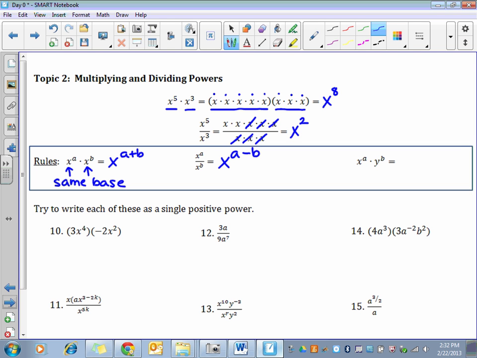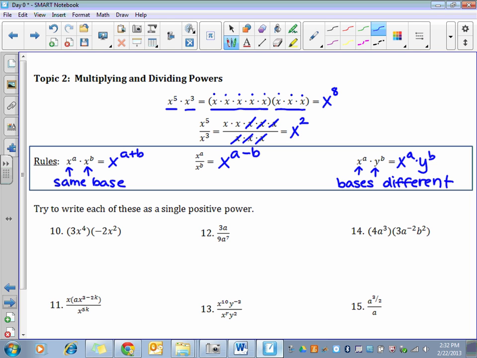This is the law. And finally, I want to look at one last example. I've got x to the a times y to the b. And you'll notice something a little bit different here. My bases are different, so I cannot apply the same rules that I was using before. In fact, I cannot simplify this anymore as it has already been written. So I will just rewrite this as x to the a times y to the b power.